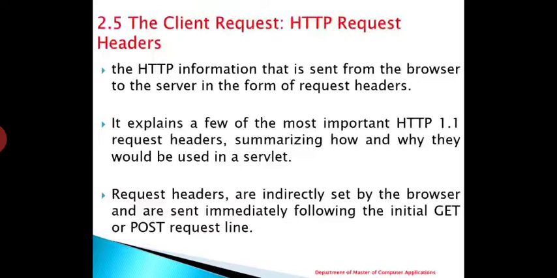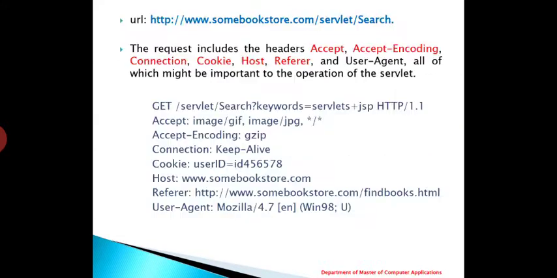You already know whenever you use HTTP, it will be in the form of a GET and a POST request. The most important thing is that we are using HTTP 1.1 request headers here. The browser sets these headers immediately following the initial GET and POST request line. Take an example URL, http://www.somebookstore.com/servlet-search. This request includes headers such as accept, accept encoding, connection, cookie, host, and referrer.